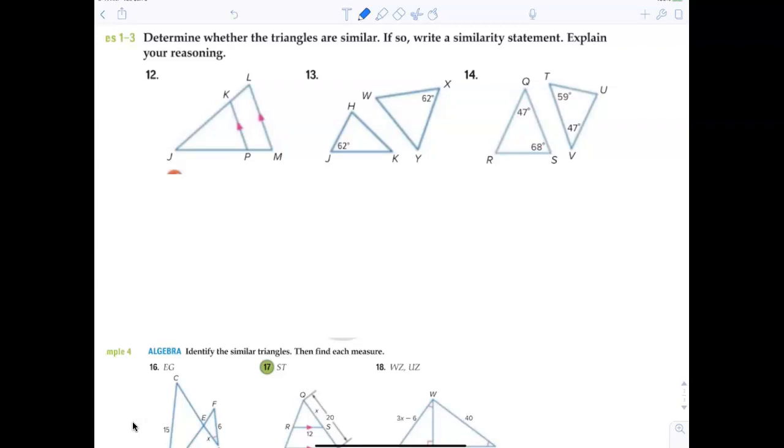J is congruent to J. Thank you. That's perfect. That's one. Now what else? K, L, M. Thank you. Is congruent to what? JKP.